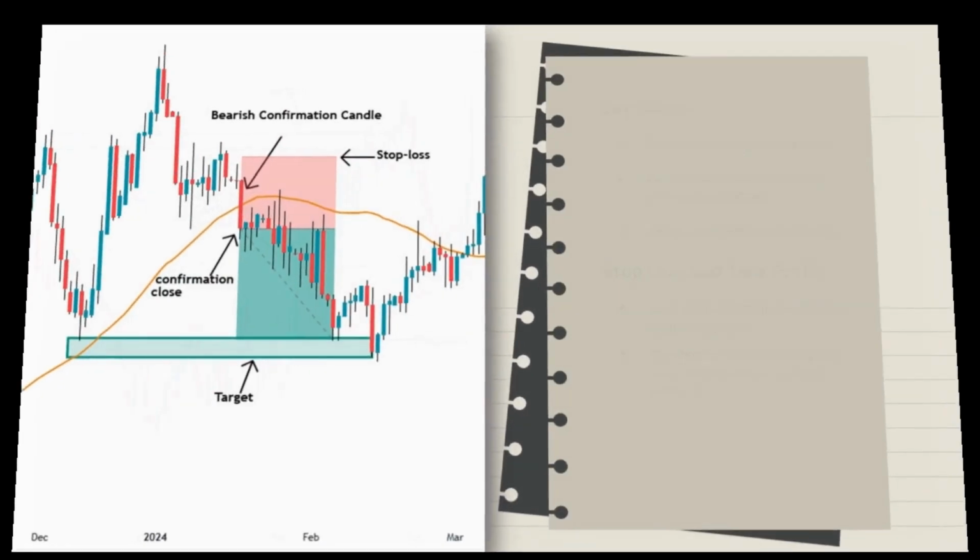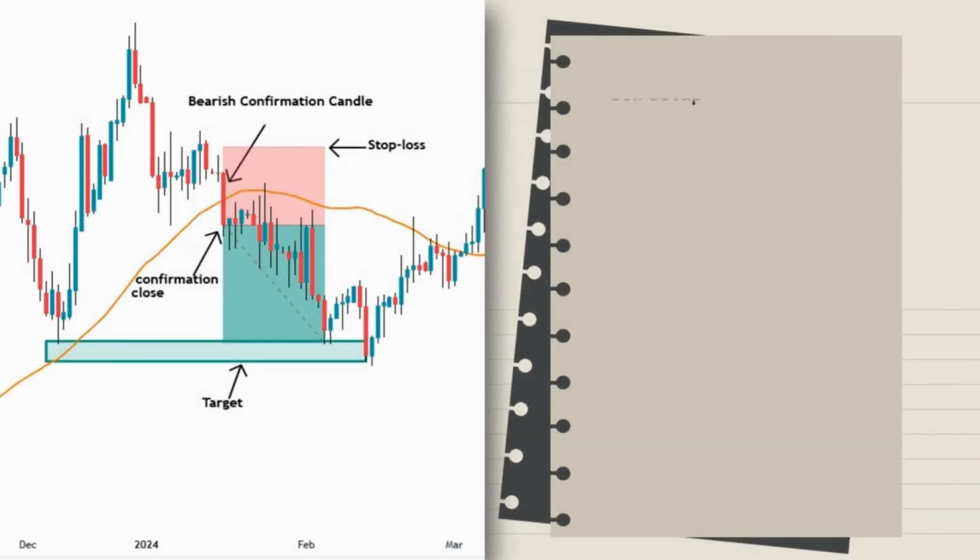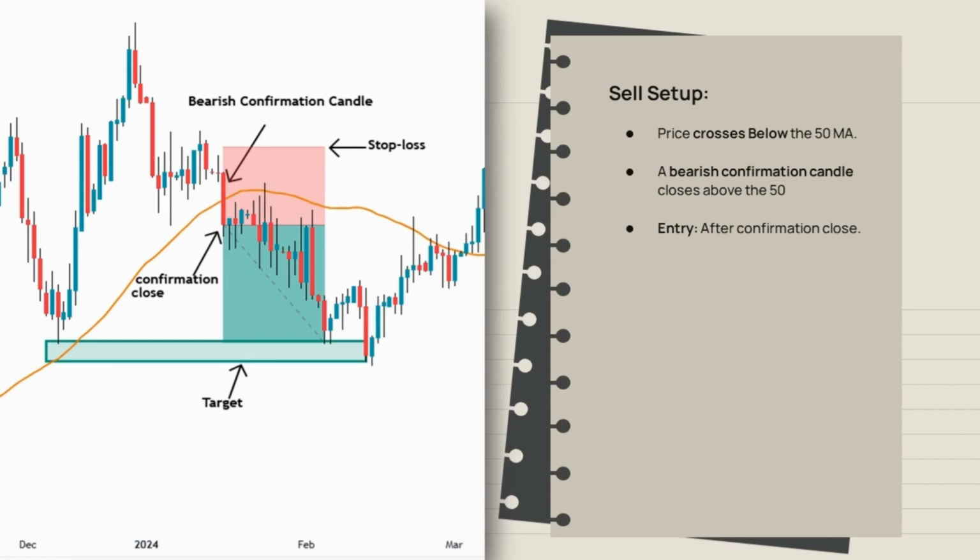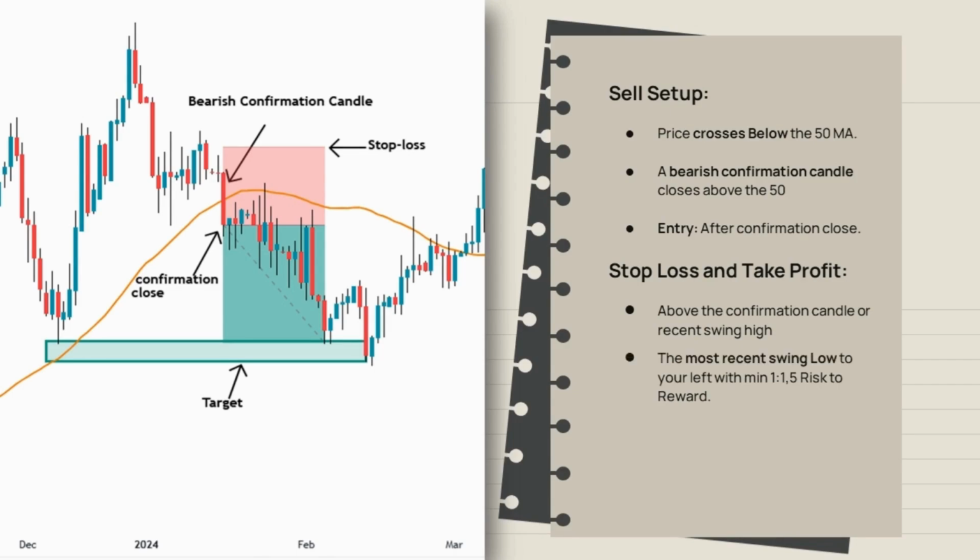Opposite for sell. Price crosses below the 50 MA. A bearish confirmation candle closes below the 50 MA. Entry after confirmation close. Target the most recent swing low to your left. Stop loss above the confirmation candle or recent swing high.